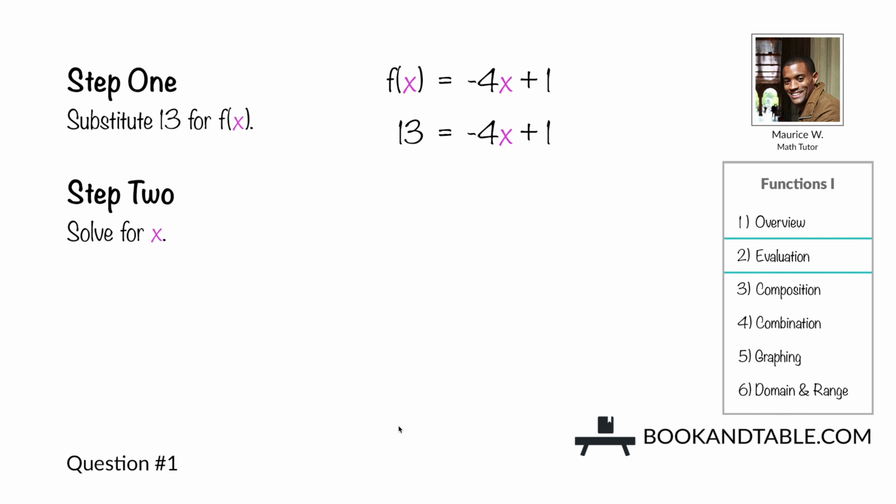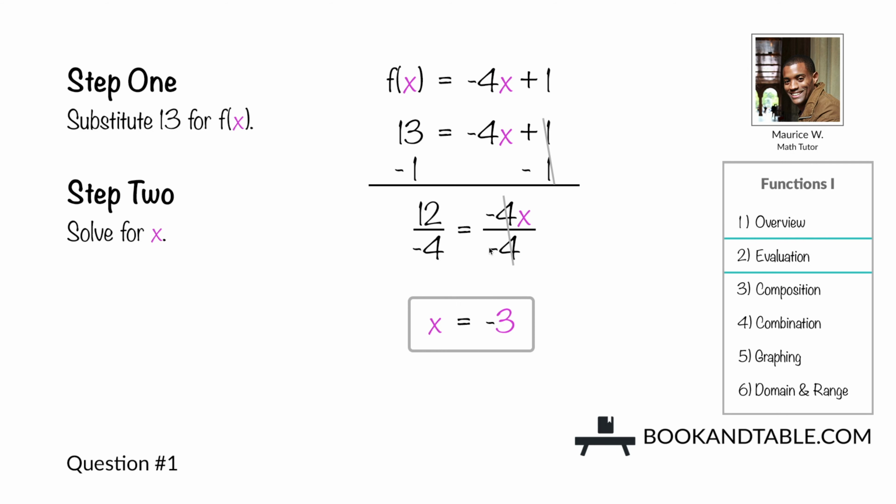Question number 1, step 1, substitute 13 for f of x. And step 2, solve for x. So we first want to subtract 1 from both sides, giving us 13 minus 1, which is 12, is equal to negative 4x. And now we want to get rid of this coefficient negative 4, so we divide both sides by negative 4, showing us x is equal to 12 divided by negative 4, which is negative 3. So we get x is equal to negative 3.